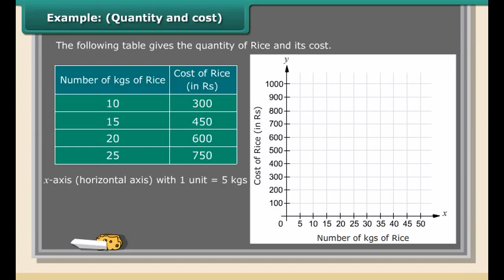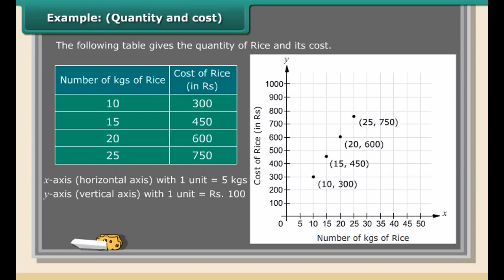Example: quantity and cost. The following table gives the quantity of rice and its cost. Plot a graph to show the data. 1. Mark the number of kgs of rice on the x-axis, the horizontal axis, with 1 unit equal to 5 kgs. 2. Mark the cost of rice on the y-axis, the vertical axis, with 1 unit equal to rupees 100.